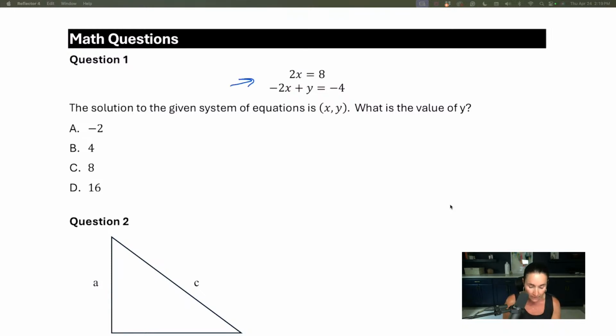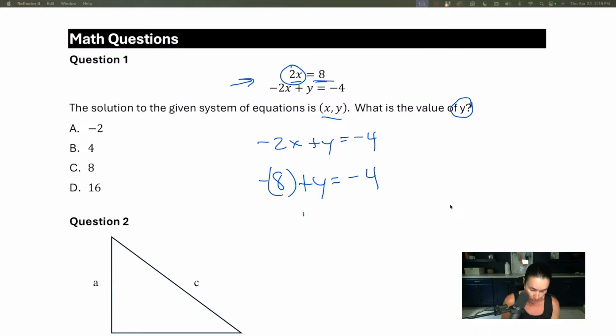So I can see that I have a system of equations, and it says the solution to the given system of equations is (x, y). What is the value of y? So let's not make this very complicated. This is one of those easy ones. We have 2x equals 8. And then we have this equation, negative 2x plus y equals negative 4. Be careful. Well, if 2x equals 8, then that means we have negative 8 plus y equals negative 4. Well, negative 8 plus what equals negative 4? y equals 4 is the answer.